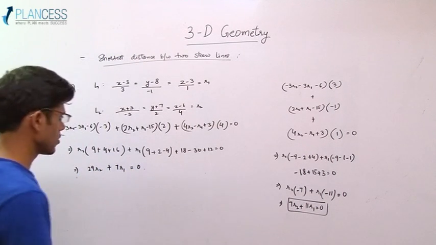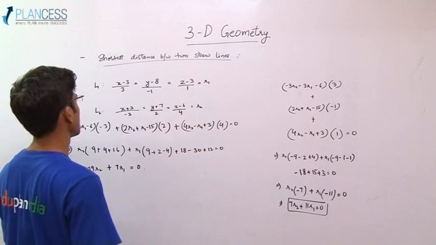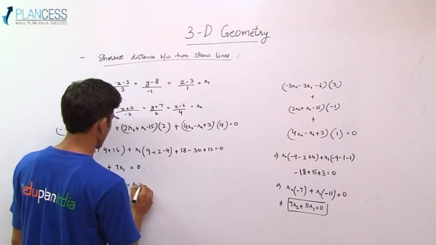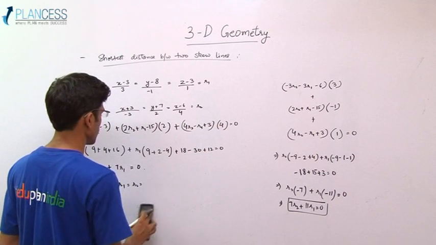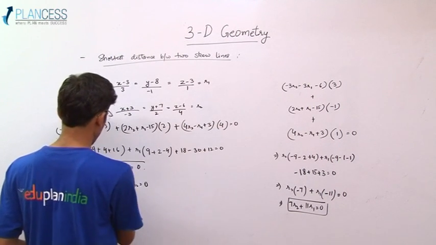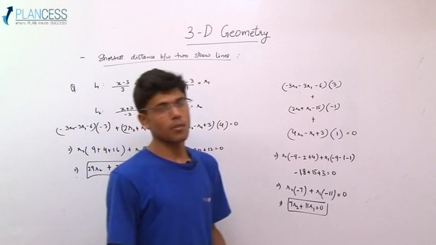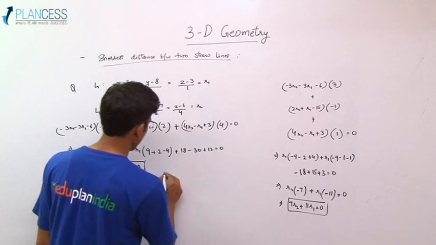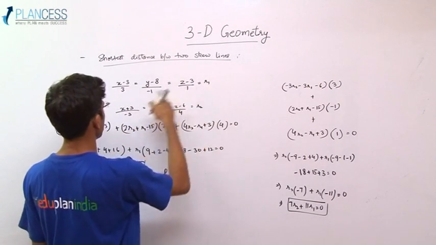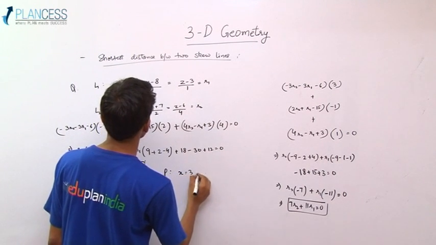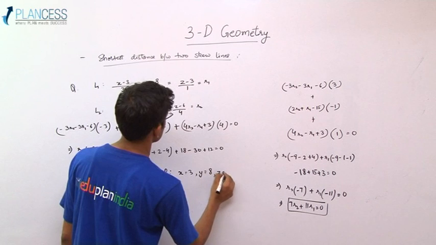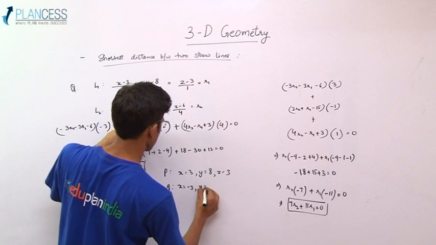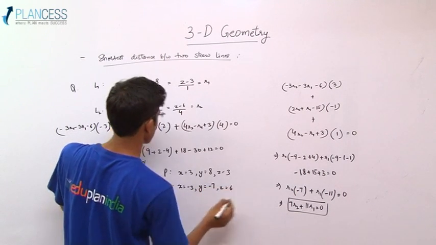So we have these two equations, and if we solve both of them, the only values of R1 and R2 which satisfy both of them are R1 equals R2 equals 0. So the points P and Q are, putting R1 equals 0, x is 3, y is 8, z is 3. Similarly, Q is x is minus 3, y is minus 7, z is 6.